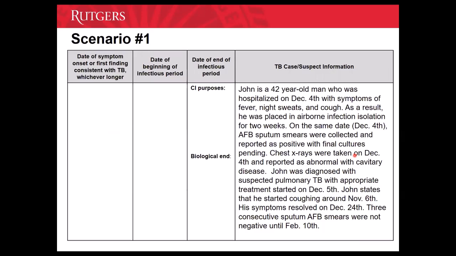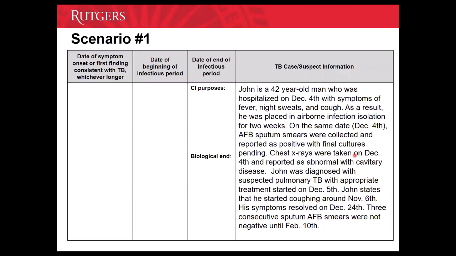So this is a woman who saw a doctor on May 9th. During that visit, she had an abnormal film and sputums were collected, with a positive smear and culture pending. She was diagnosed a day or so later with suspected pulmonary TB, started appropriate drugs, and was put in home isolation. The patient denies ever having a cough or any other symptoms. 3 consecutive induced sputum smears were negative on June 1st. So for the date of symptom onset or first finding consistent with TB, whichever is longer, there was no cough, but there was an abnormal film, and we can mark that in as May 19th as the first abnormal finding.